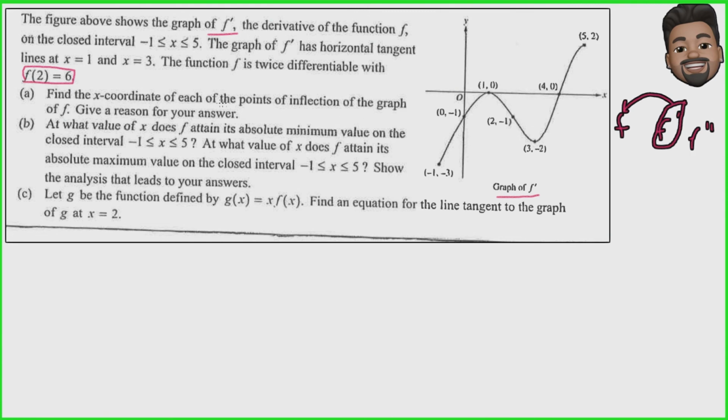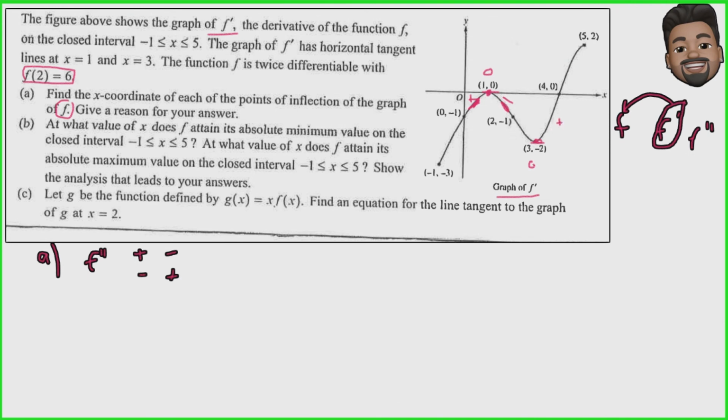Find the x coordinate of each point of inflection on the graph of F. Well, points of inflection, if you look here, it's asking about F. So for part A, we need to find when F double prime changes signs, right? From positive to negative or negative to positive. I gotta take the derivative of this graph. Well, the derivative right here would be 0. The derivative right here would be 0. And if I look here, this goes from positive to negative because I'm taking the derivative. This is our second derivative. This is F prime, so we're taking the derivative. Positive to negative, negative to positive.